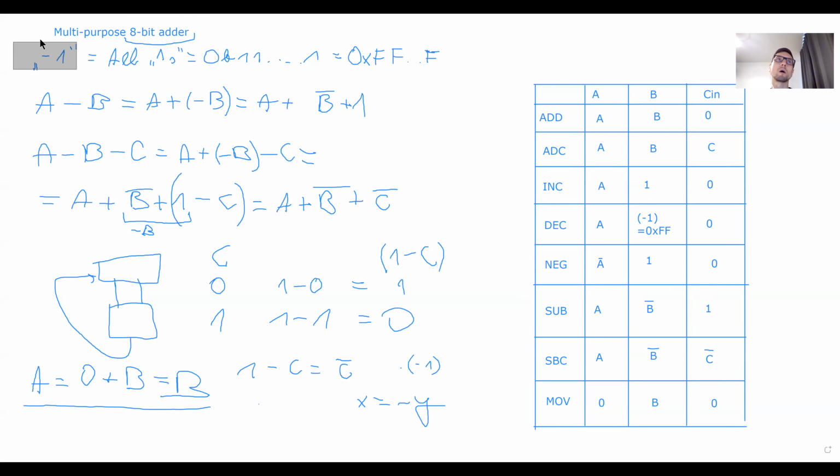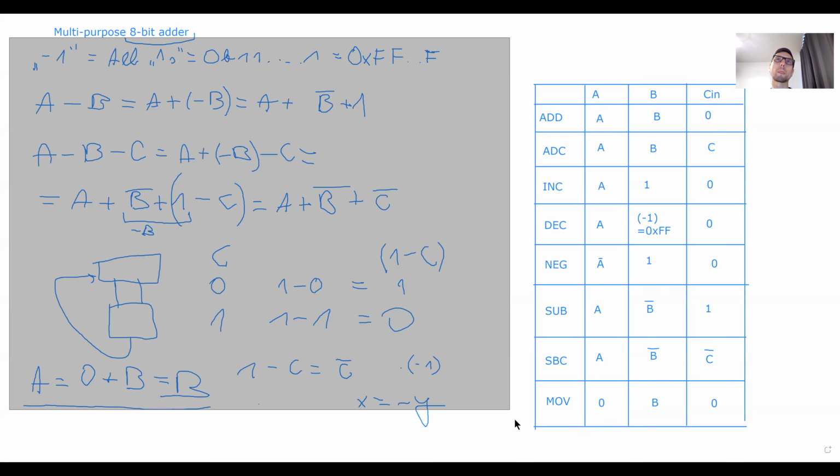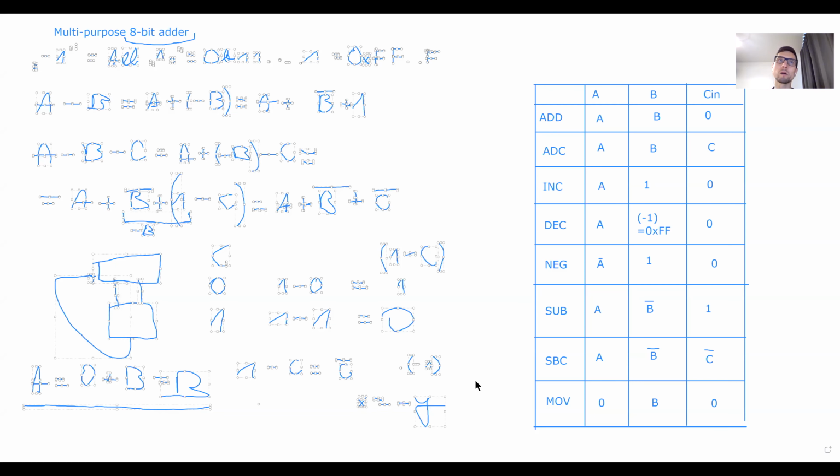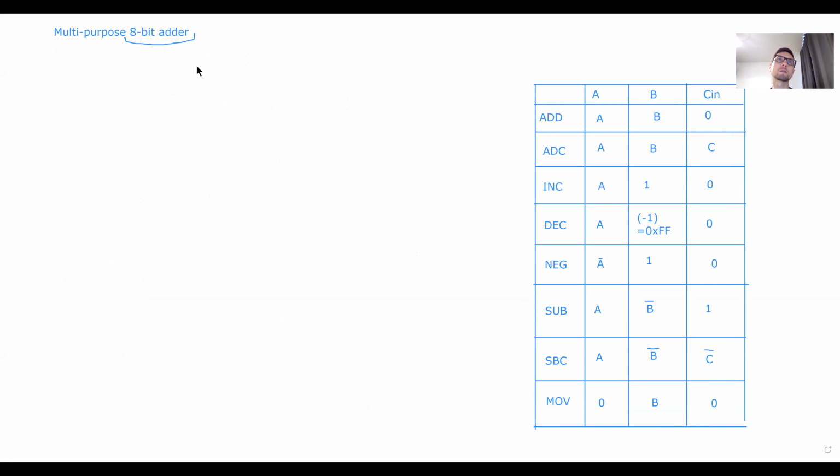Not so much time. I'll save this. And there are a few other flags in the status register that I have to mention to you.